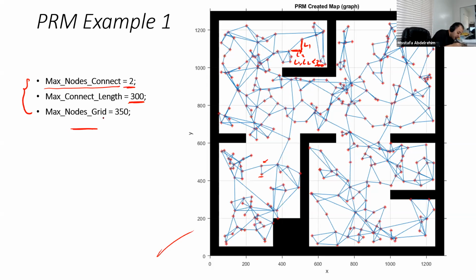You also define the maximum nodes in the grid. If you count all these nodes, all these red asterisks, you will find them 350. I will just ask you a simple question. What's the advantage and disadvantage of increasing that parameter? If we make it, for example, 1000, what is the problem in that, and what is the advantage of that?